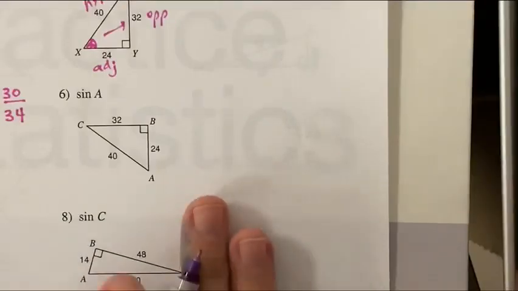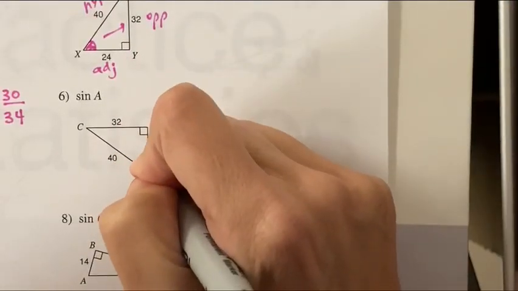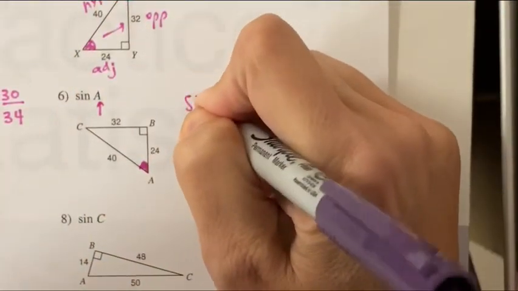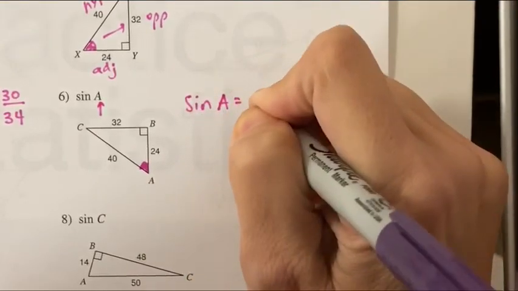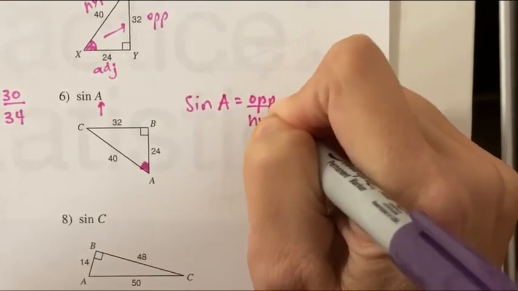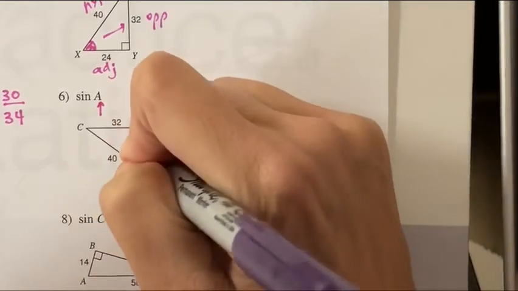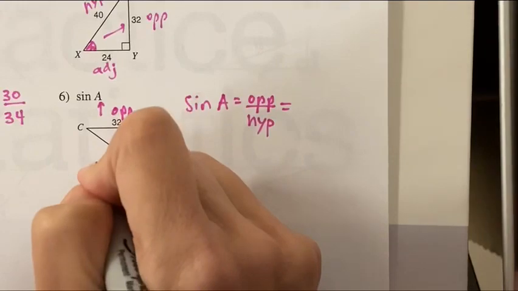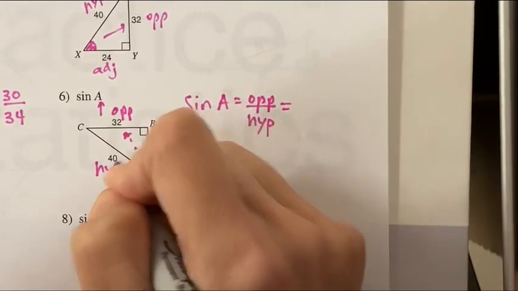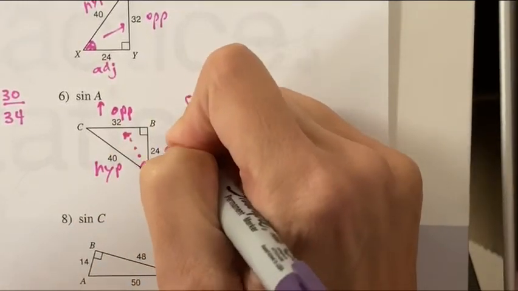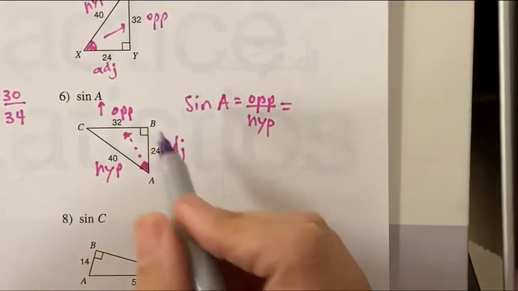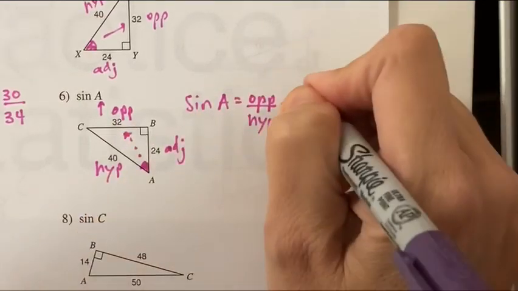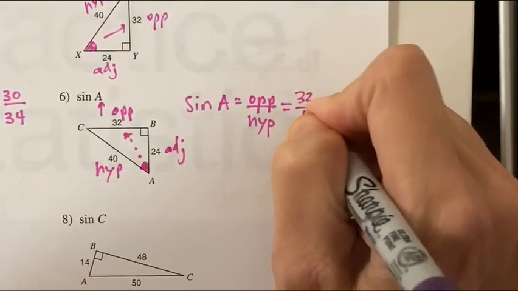Cool. Sine of angle A. Ooh, now they picked this angle down here. So my reference angle is A. So the sine of angle A, the sine function is equal to opposite over hypotenuse. Okay, so let's label our sides. The opposite angle A is 32. 40 is my hypotenuse, and the side next to that I haven't labeled yet, that would be my adjacent side. So now let's fill this in. Opposite angle A is 32, and hypotenuse is 40.